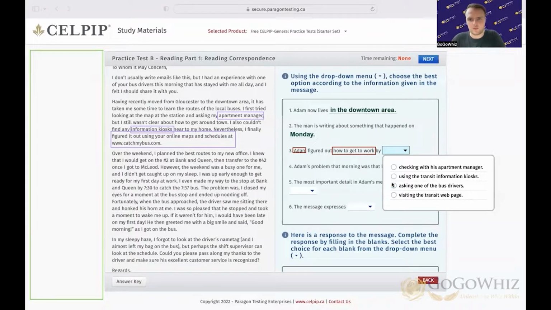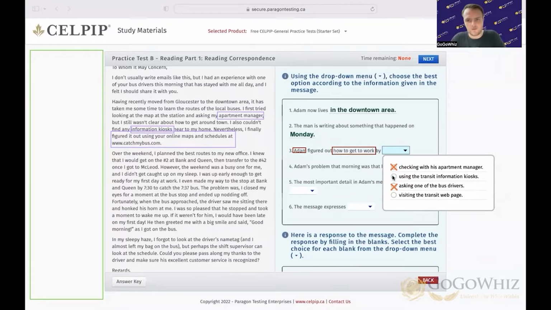All right, so we have our information. We already know that this one's incorrect because it's not in the text. Okay, let's go ahead and see if apartment manager is correct. It says, I first tried looking at the map at the station and asking my apartment manager, but I still wasn't clear about how to get around town. So was it the apartment manager? Nope. All right. I also could not find any information kiosks near my home.